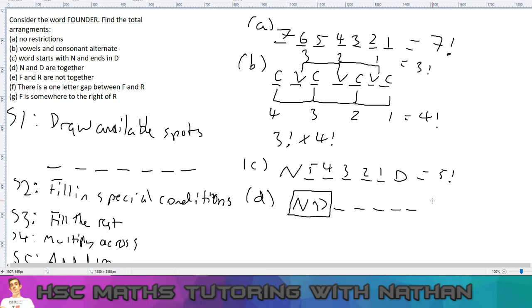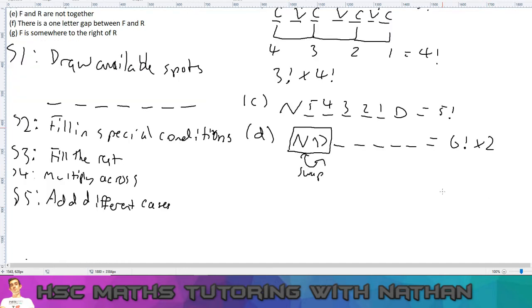So in total, that would be 6 factorial, because we've got the 6 spots to fill in, with ND as one letter: 6, 5, 4, 3, 2, 1, as we had up here. But there's one more condition, and you've got to be careful here. They said N and D are together. Don't forget N and D can swap positions. So we need to multiply by 2 for the case where N and D swap. Don't forget that. Okay, next we are E. F and R are not together.